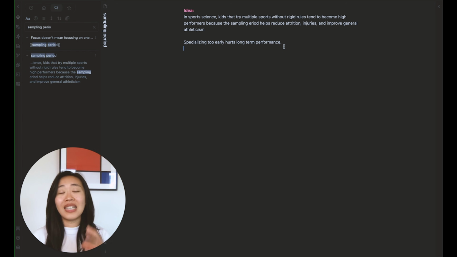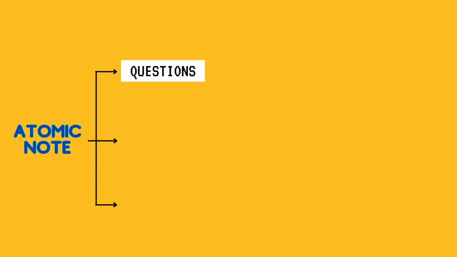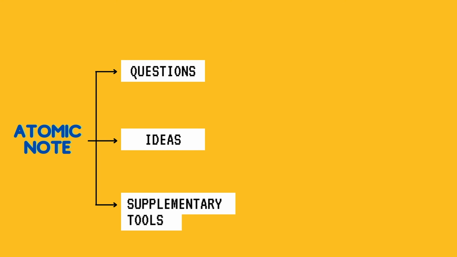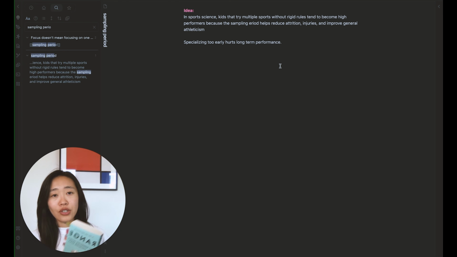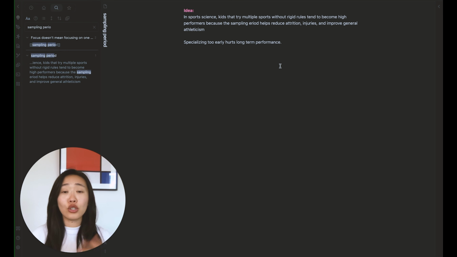With Luhmann's idea, each idea should fit on an index card so that it is as small as possible. But how do we do this in reality? For me, there are 3 categories I like to use to make sure each one of them is their own atomic note. And they are questions, ideas, and supplementary tools. So in the example of Range, around the sampling period, there's a whole chapter dedicated to this, right? There is the idea, which is the sampling period.